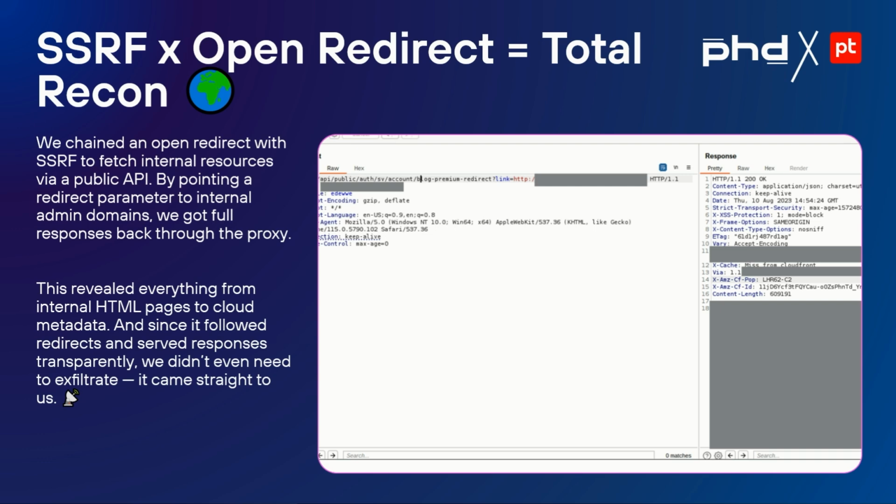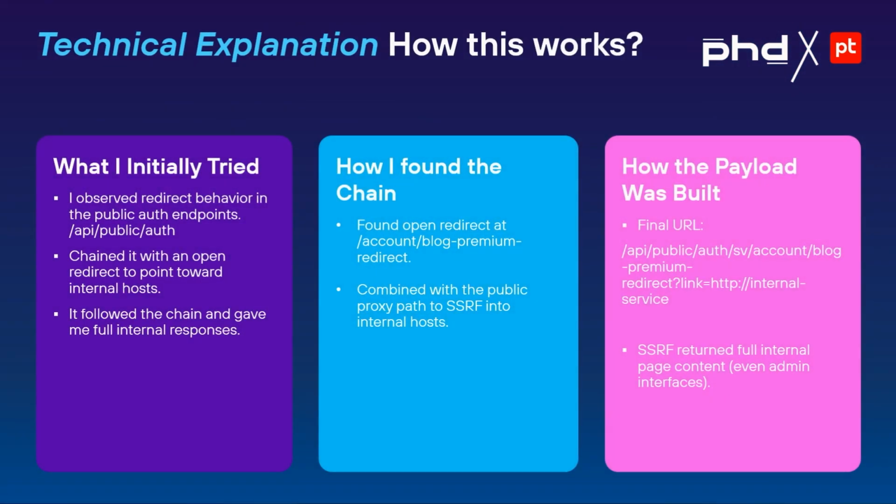So we can see here that we got a specific API request, and then a parameter called link, and then the response of whatever we sent inside the link. We can see that API public auth, and then we got the redirect here. By pointing that to an internal domain, it actually followed the redirect and gave us access to that specific internal domain's content.